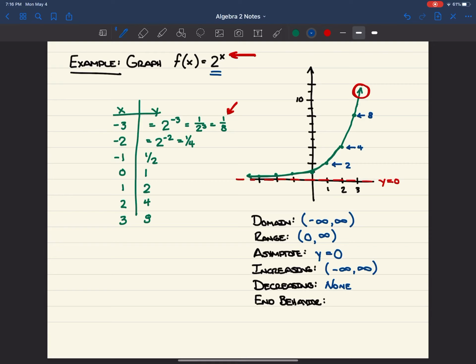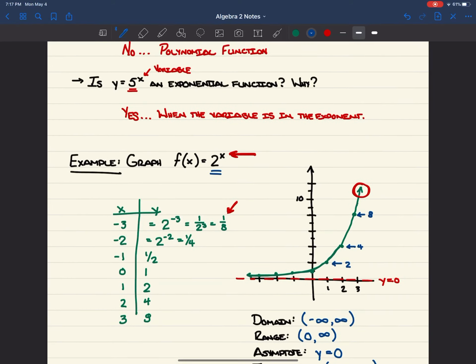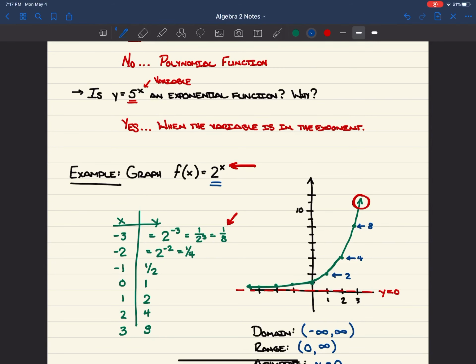It's never decreasing. If we talk about end behavior, we've done this a couple times where we write x arrow negative infinity, y arrow. So as our x's go towards the left, our y's are going towards 0. If we do the same thing as x's go towards positive infinity, y's go towards positive infinity because we're going up forever.